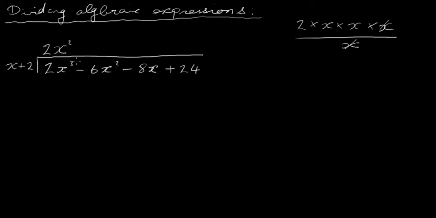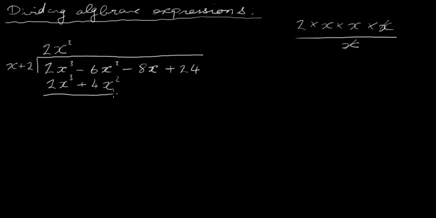Now what we're going to do next is take this 2x squared and multiply it by x first, and then multiply it by plus 2. So 2x squared multiplied by x is 2x cubed. You should end up with the same term as this one here. So 2x squared multiplied by another x is 2x cubed. Now 2x squared multiplied by plus 2, do the signs first. Plus times plus is plus, 2 times 2 is 4, and then we have our x squared.